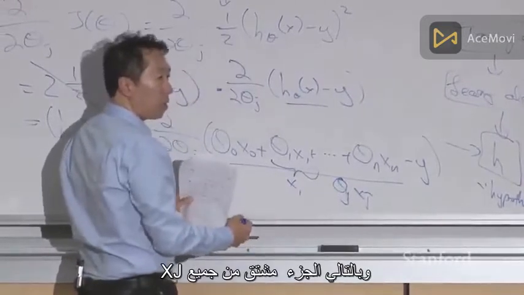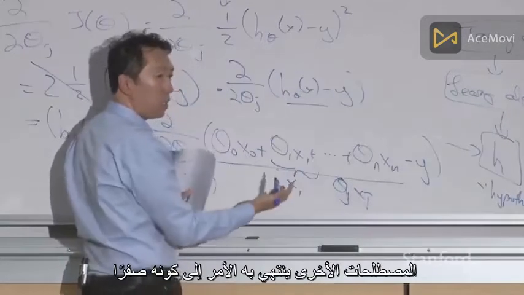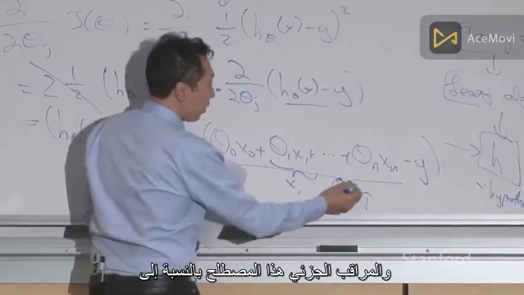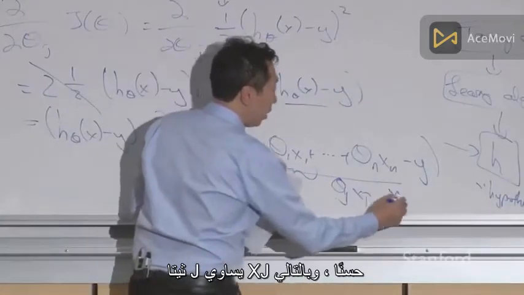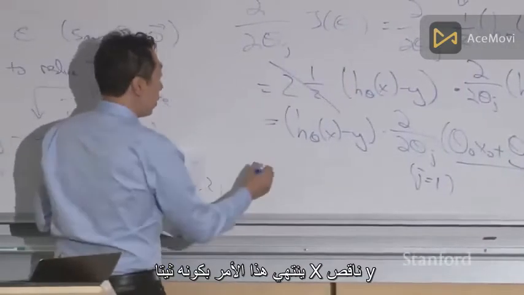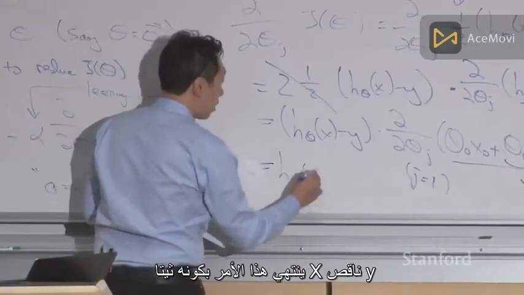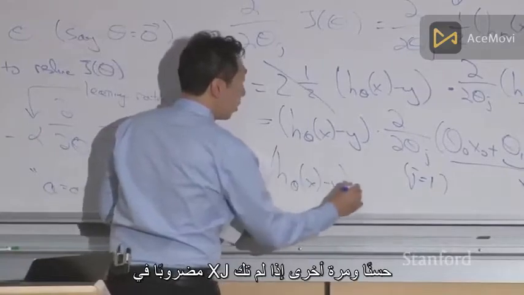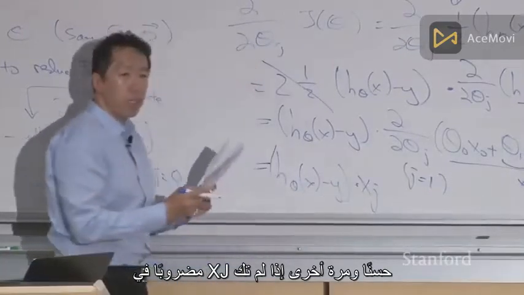And so the partial derivative of all the other terms end up being 0, and the partial derivative of this term with respect to theta j is equal to xj. Okay? And so this ends up being h theta x minus y times xj.